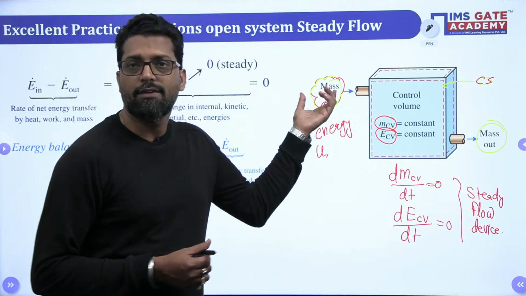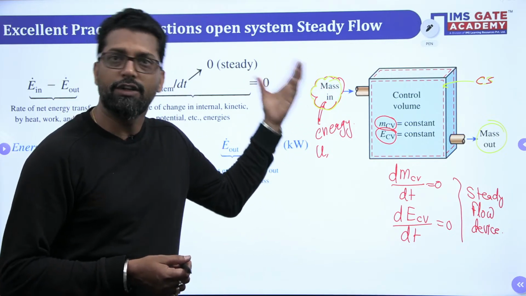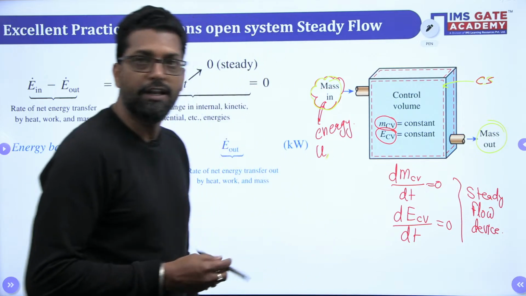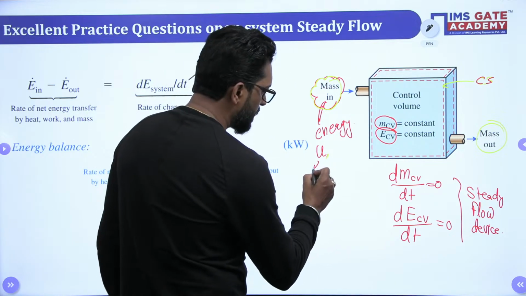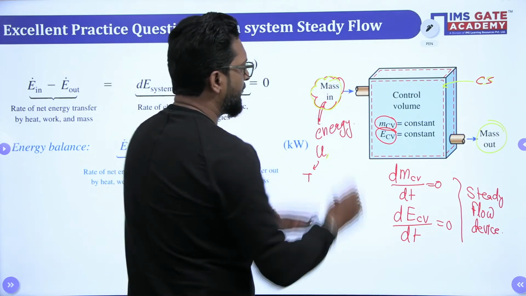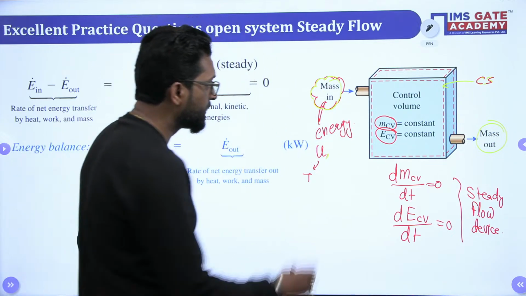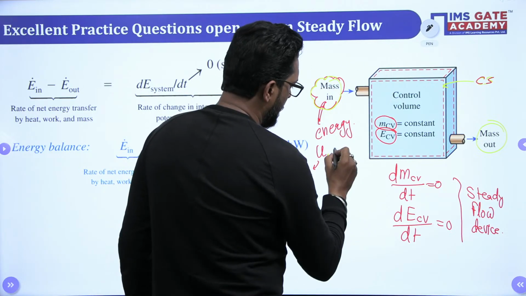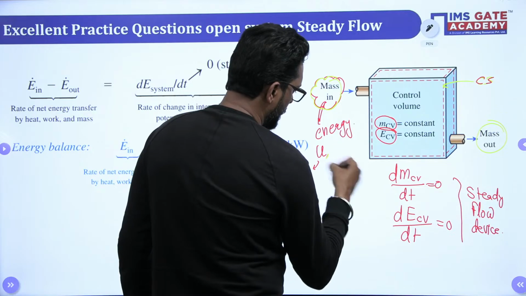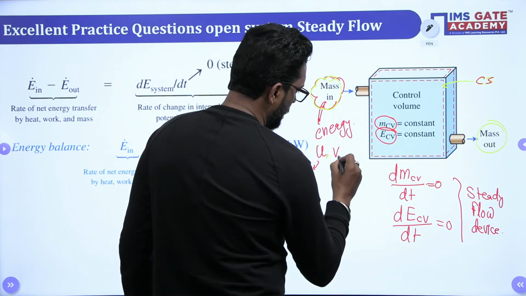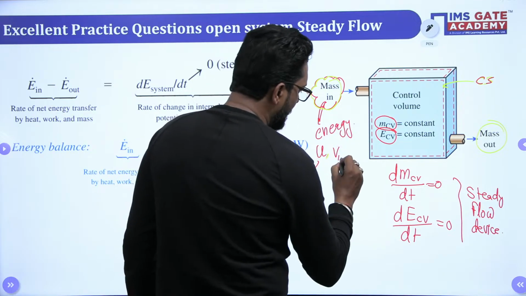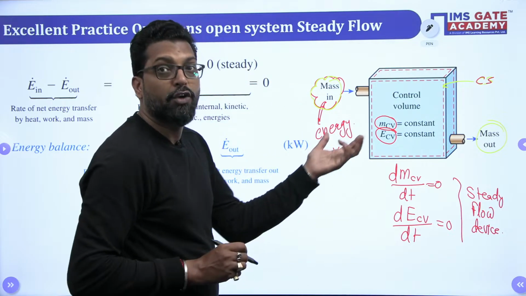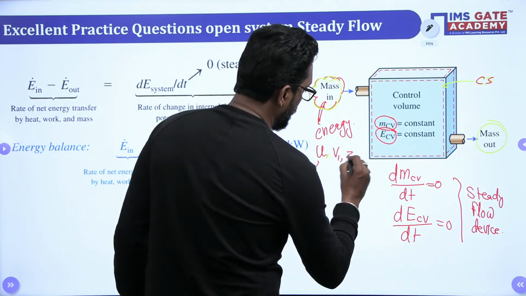So if there is a mass of fluid, this fluid itself has energy. What is the energy? Internal energy, which is a strong function of temperature. So the fluid which has some temperature has internal energy. This mass goes into the system, so there is a motion, that means there is a velocity. Let's suppose v1 is the velocity, and there must be a potential energy, that means z1. This is the datum level.